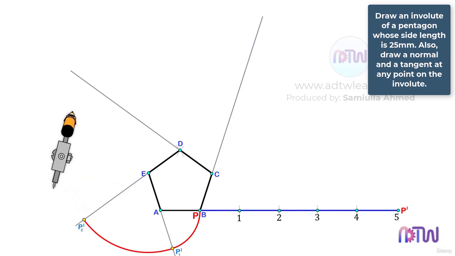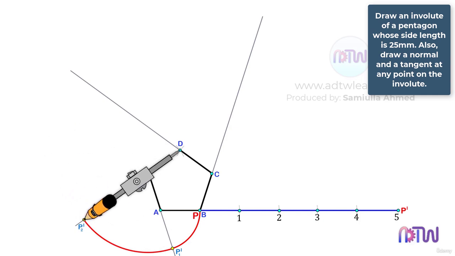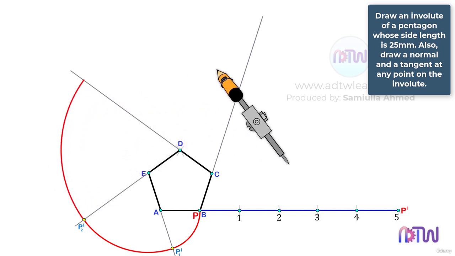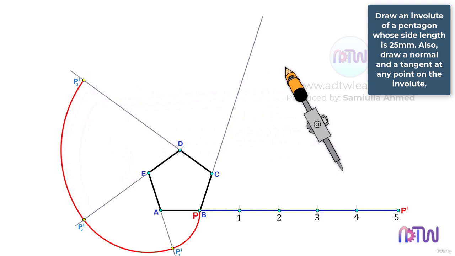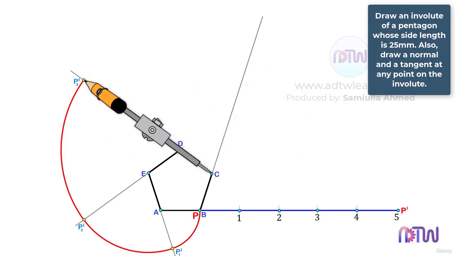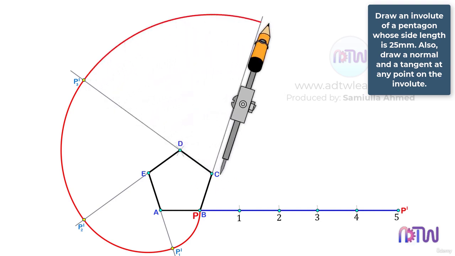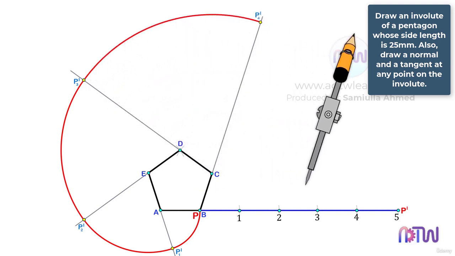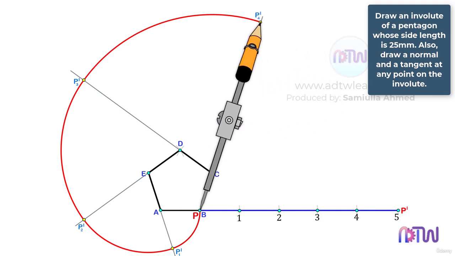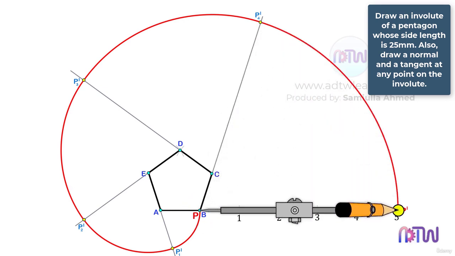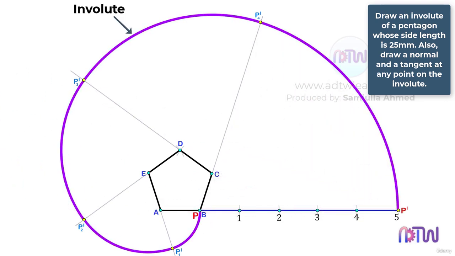Next, adjust it to the length between points D and P2', and using point D as a center, draw an arc from point P2' to this line. Label this point as P3'. Next, adjust it to the length between points C and P3', and using point C as a center, draw an arc from point P3' to this line. Label this point as P4'. At last, adjust the compass to the length between points B and P4', and using point B as a center, draw an arc from P4' up to this horizontal line. This is the required involute of a pentagon.